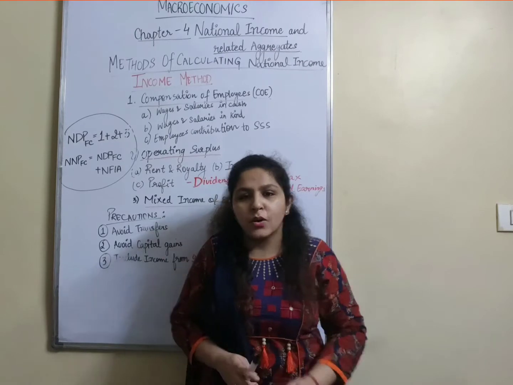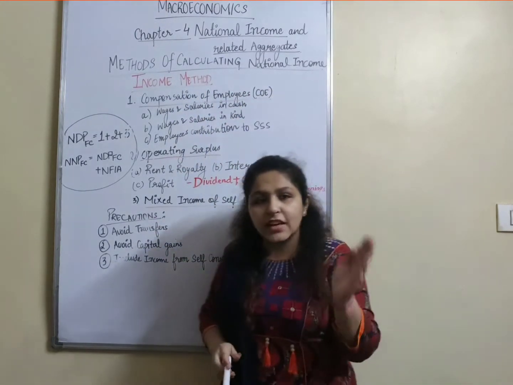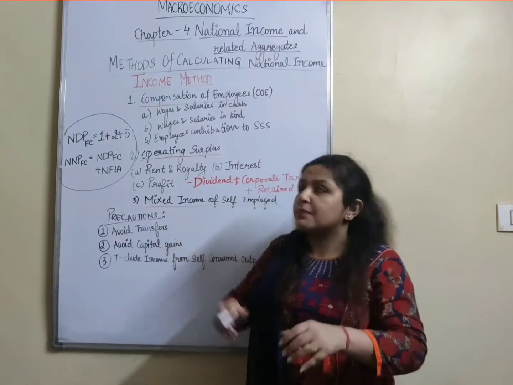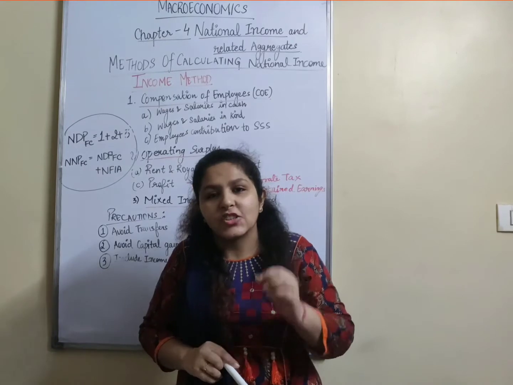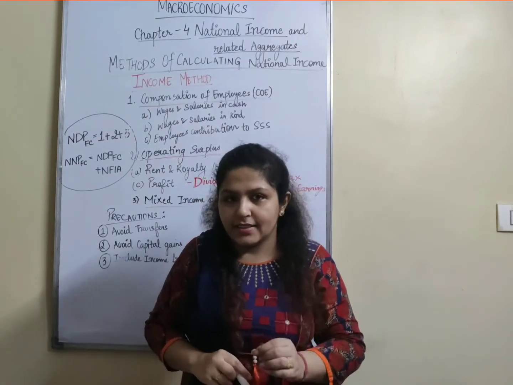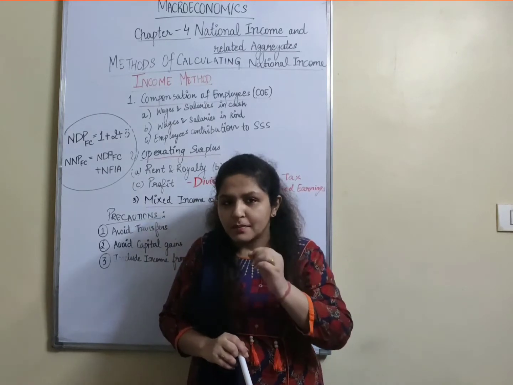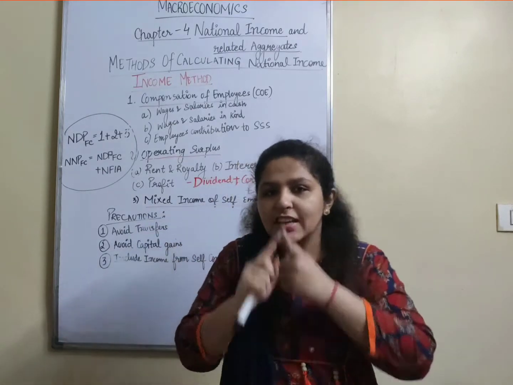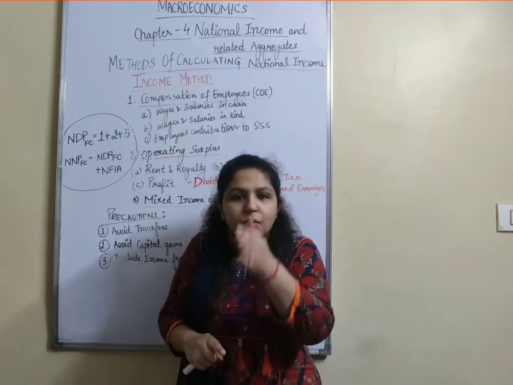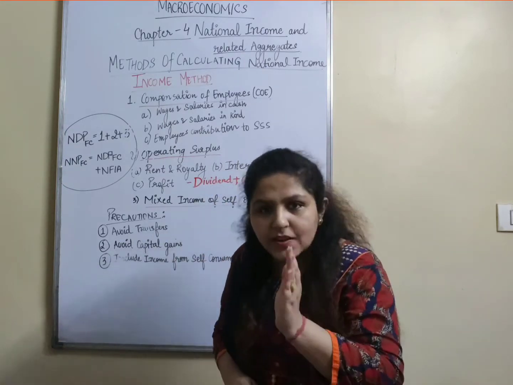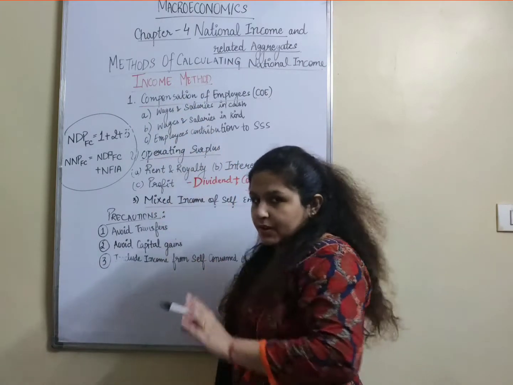So in today's video, we'll cover methods of collecting national income. In the previous video, I gave you a brief, as we are doing chapter number 4 of macroeconomics, that is national income and the related aggregates. So in this video, I'm going to cover methods of collecting national income. There are 3 methods: income method, expenditure method, and value added or production method, as I told in the previous video. So in this video, I'm going to cover the income method, its formula and the precautions.